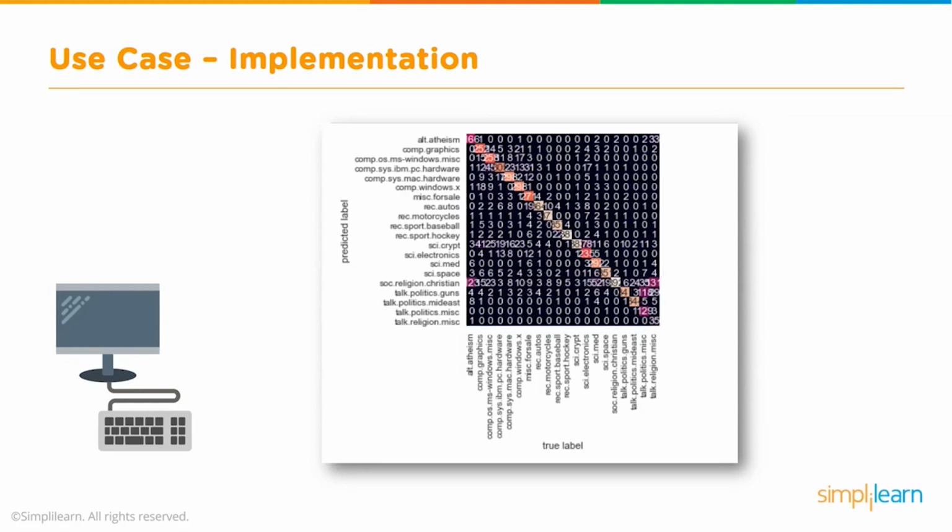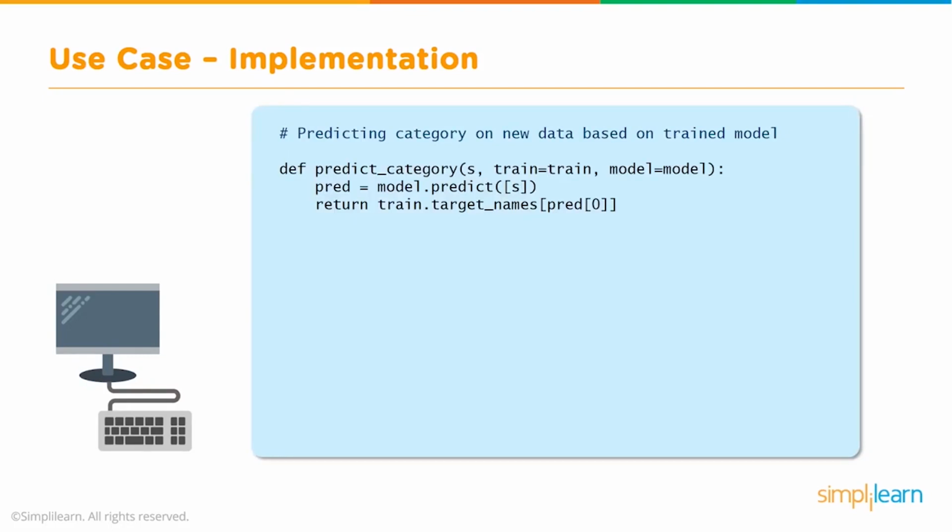It mislabeled some of those, and those are very similar topics, so you could understand why it might mislabel them. But overall, it did a pretty good job. If we're going to create these models, we want to be able to use them. So let's see what that looks like.